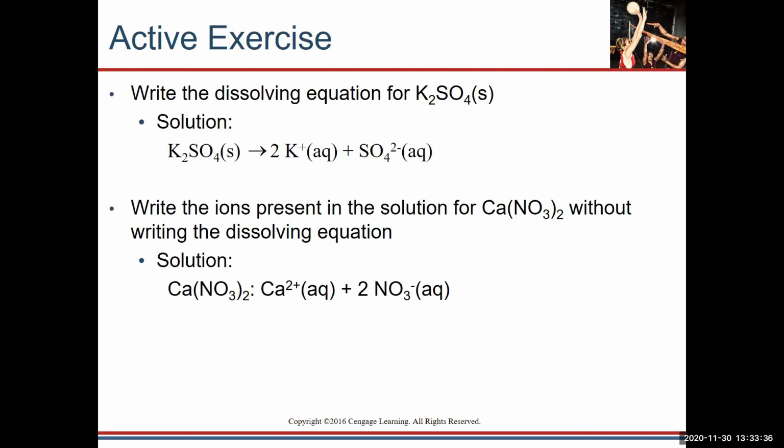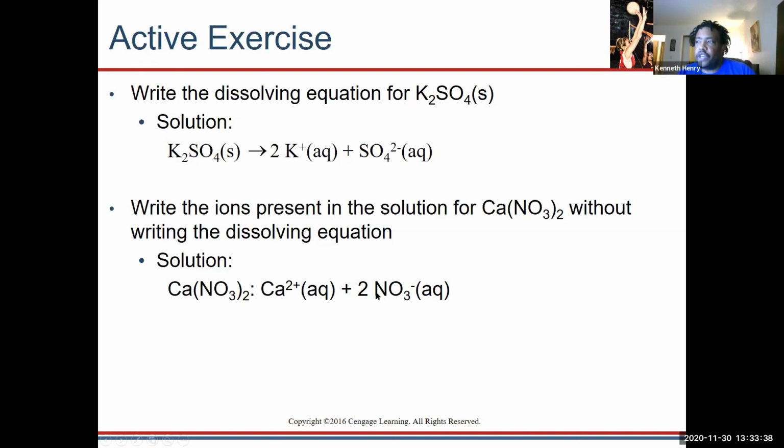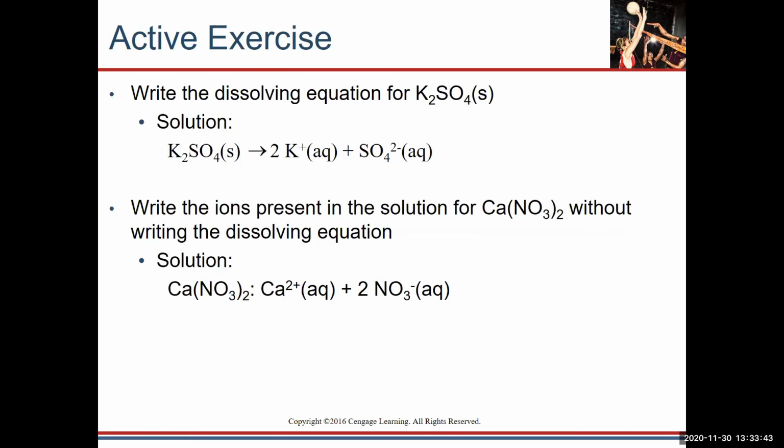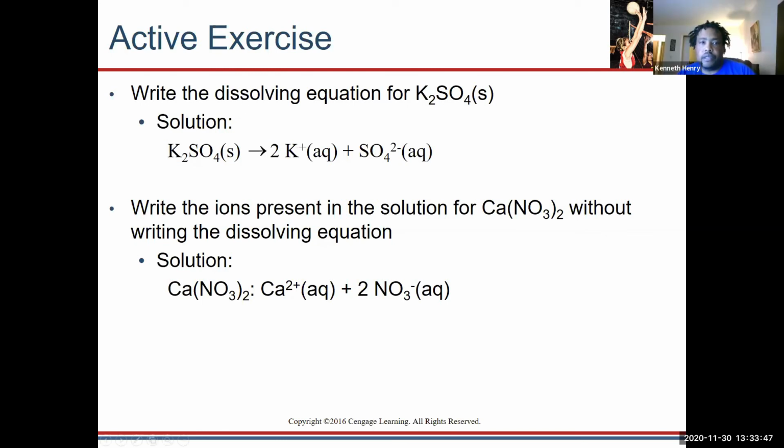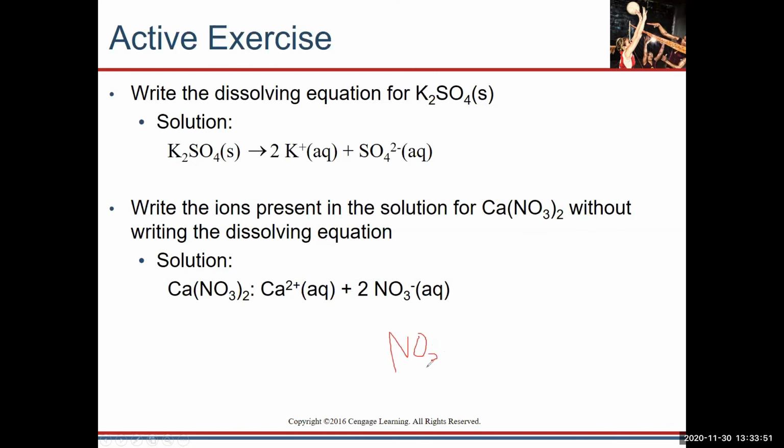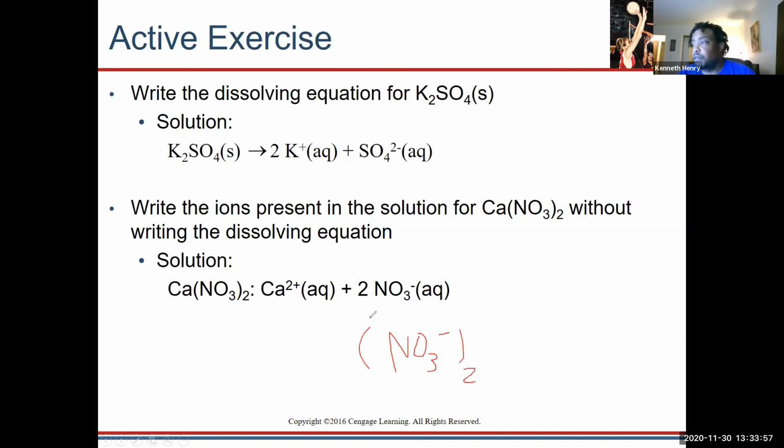The nitrate? Each of your nitrates is going to be independent of each other. They're not covalently bonded together. If you write it as NO3, that's wrong, because they're independent of each other.